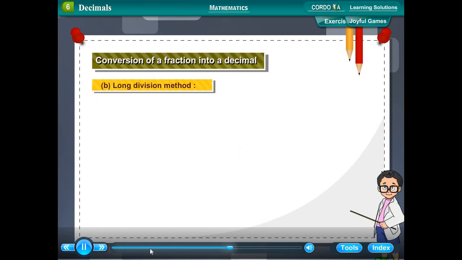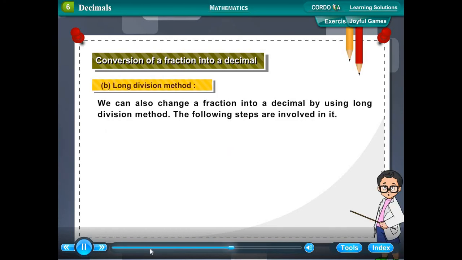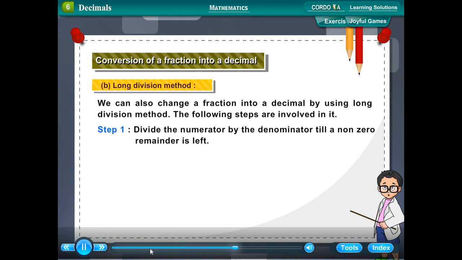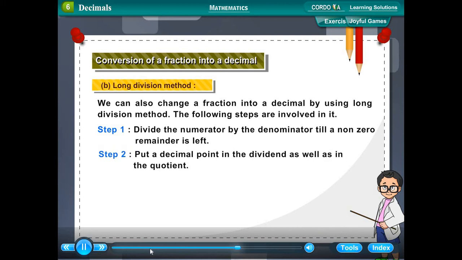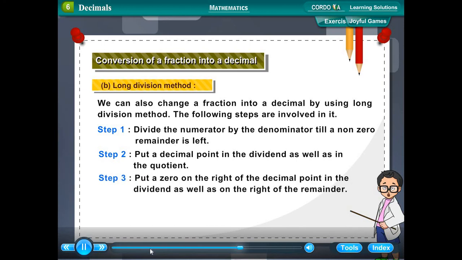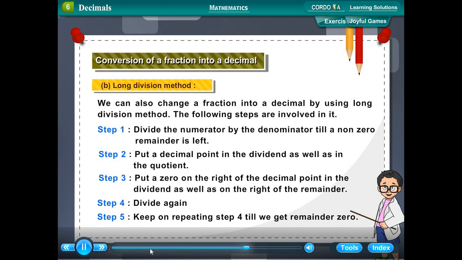Long division method. We can also change a fraction into a decimal by using the long division method. The following steps are involved in it. Step 1. Divide the numerator by the denominator till a non-zero remainder is left. Step 2. Put a decimal point in the dividend as well as in the quotient. Step 3. Put a 0 on the right of the decimal point in the dividend as well as on the right of the remainder. Step 4. Divide again. Step 5. Keep on repeating step 4 till we get remainder 0.